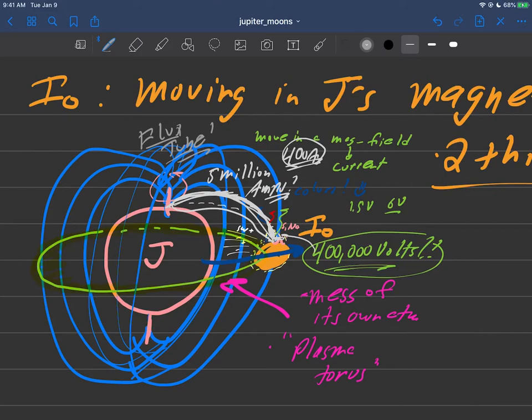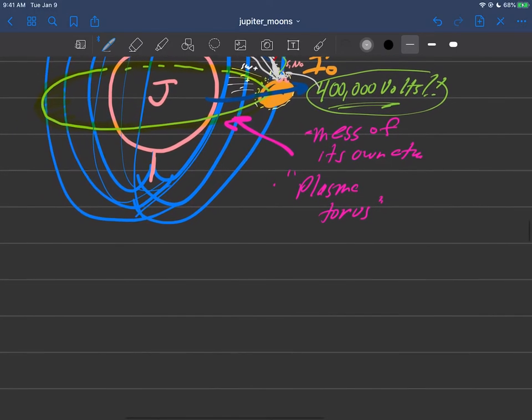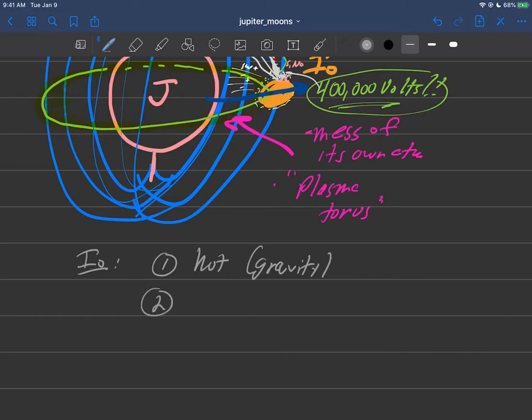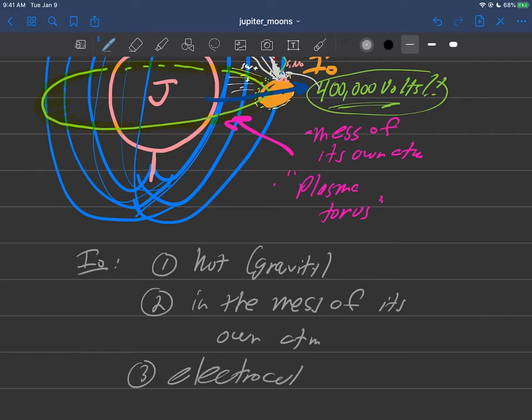There you go. And so you just have to take a little pause here and think of poor Io, orbiting Jupiter here. It's always hot due to the intense gravity that it feels from being near the planet. It's basically in the mess of its own atmosphere. And number three, it's basically being electrocuted. I'm not going to say that the electrocution has anything to do with the heat of Io or anything like that, but there are these intense currents flowing through it.